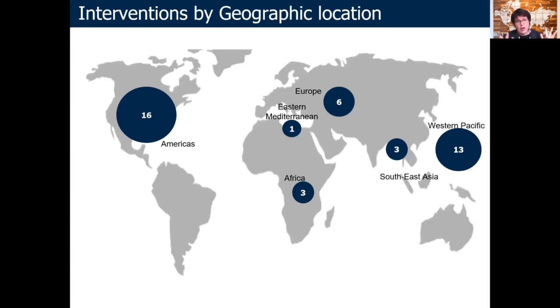This gives you a sense of where the interventions were implemented by geographic location. As you can see, there was at least one intervention implemented in every World Health Organization region. The largest number were implemented in the Americas, 8 in the US, including 1 in Puerto Rico, and 8 in Canada. Only one intervention was implemented in the Eastern Mediterranean. The bubbles represent the number of interventions. Most interventions were implemented in high-income countries, and of those, nearly all focused on mental illness, substance use, or both.